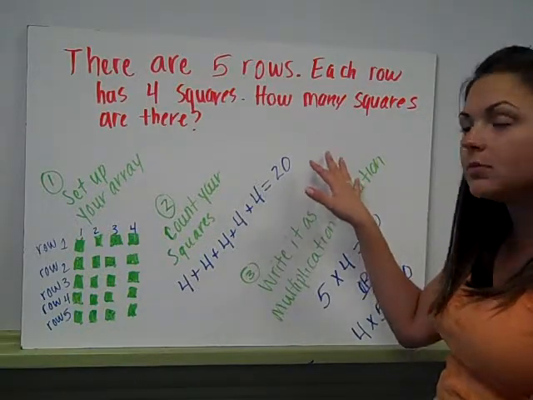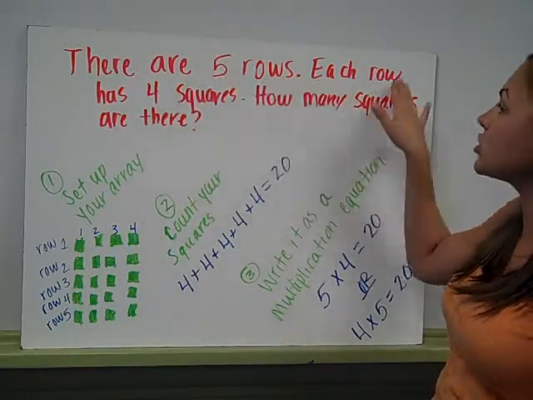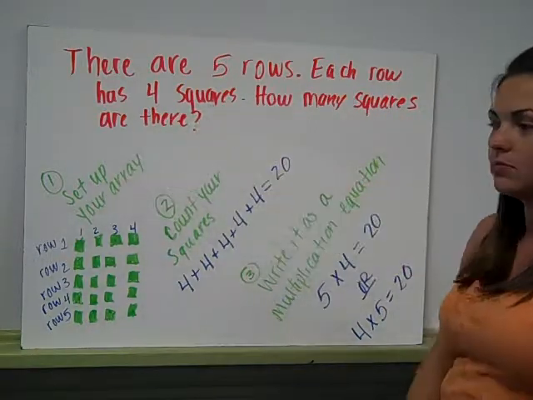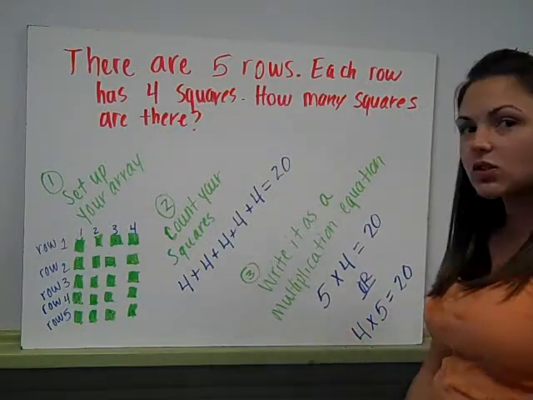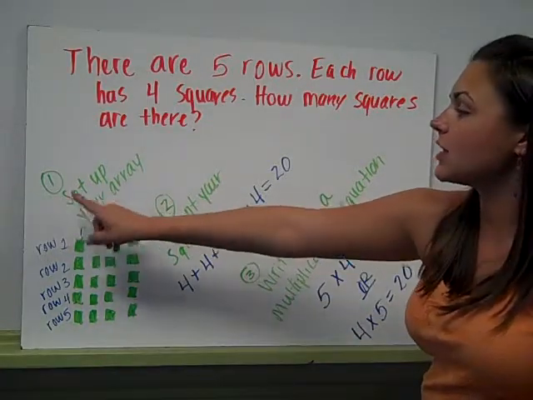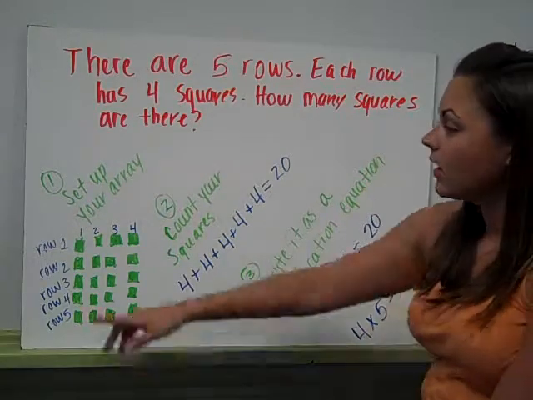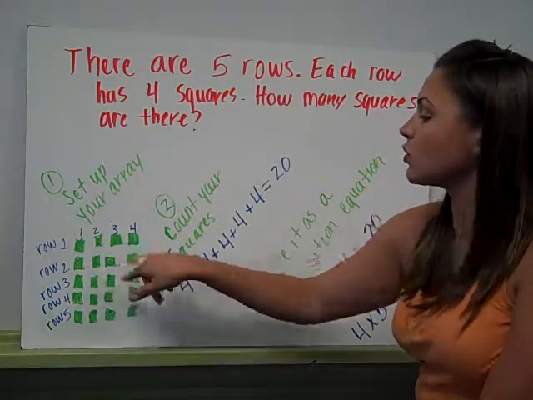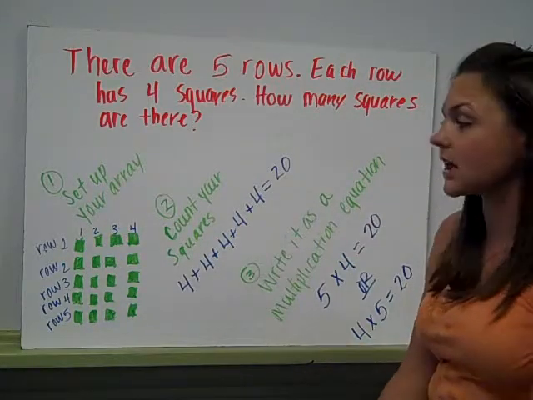We have a problem. There are 5 rows. Each row has 4 squares. How many squares are there? That's just relating back to the problem I just had you build within an array. First, you're going to set up your array. I got 1, 2, 3, 4 columns. 1, 2, 3, 4, 5 rows. That's how I decided to do mine.